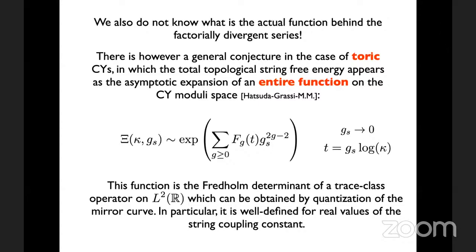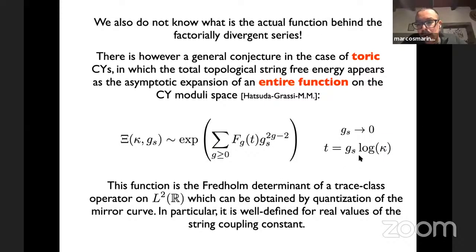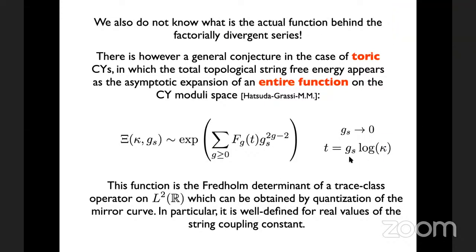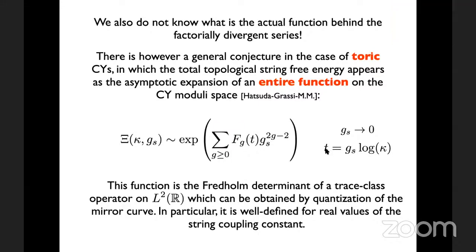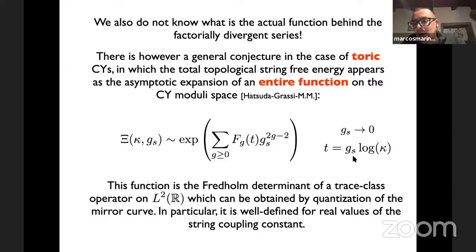This is an asymptotic series. This is an asymptotic expression as GS goes to zero. Yes, but you see, does that mean that T is also going to zero? You have to take kappa to infinity and GS to zero. T is not going to zero. It's just that, sorry, I didn't write all the details here.